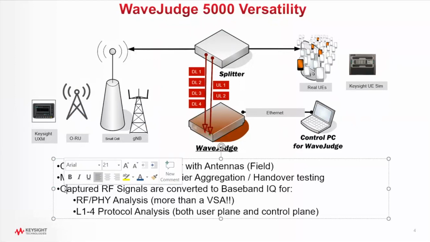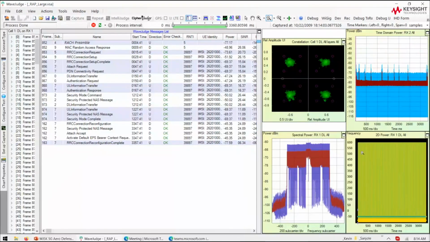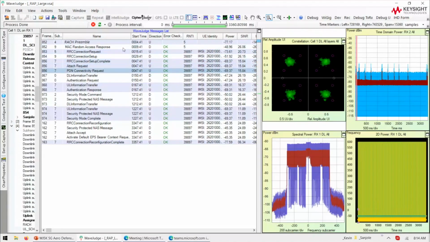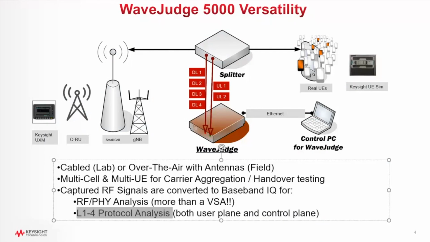Okay, and there are 2 very distinct types of analysis the WaveJudge will provide. Number 1 is the RF and PHY layer analysis, which you see on the right-hand side of the GUI here. It's almost similar to a VSA. We have some overlap with VSA capability, but the WaveJudge provides more layer 1 physical layer capability than a VSA, and I'll show you that very shortly, what some of the differences are there. Also, the WaveJudge will give you layer 1 through 4 protocol analysis, and you see that here in the middle part of the window. Okay, so we will decode all the protocols, layer 1, 2, 3, 4, for both 4G and 5G protocol stack. Okay, so that's a general overview.